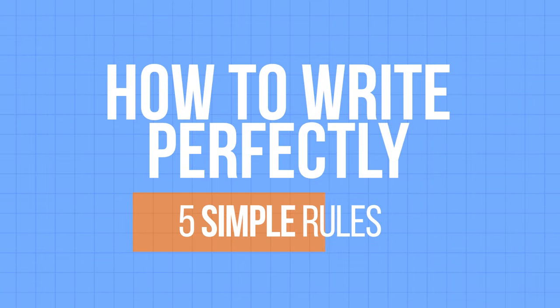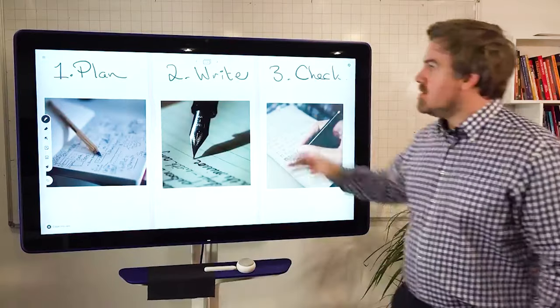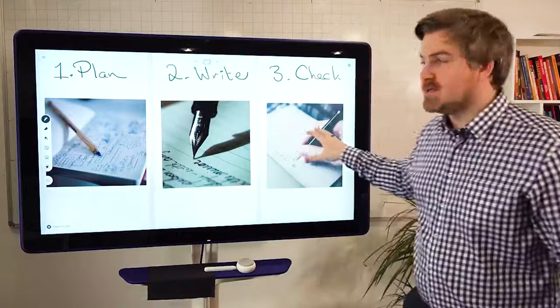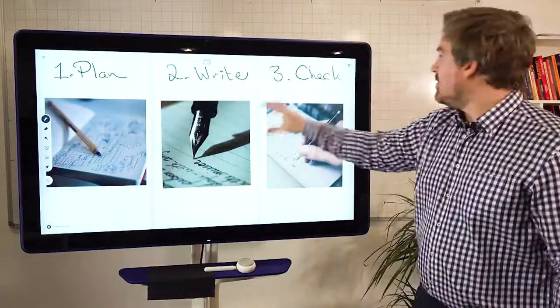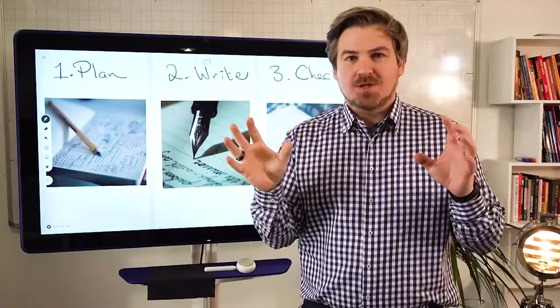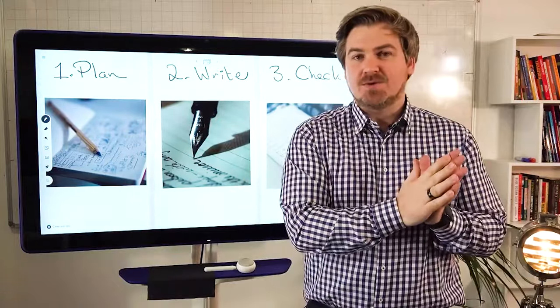So what we're going to do in this video is break IELTS Writing Task 2 down into three parts: the planning part, the writing part, and the checking part. Often students get really confused about what to do when they're writing their Task 2 essays.